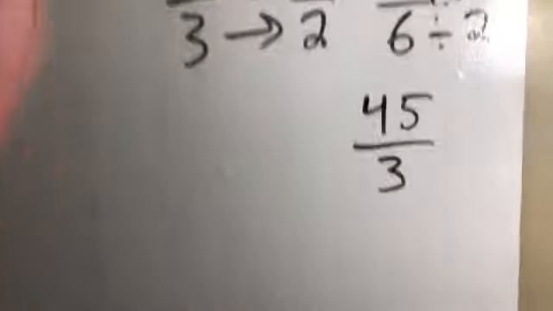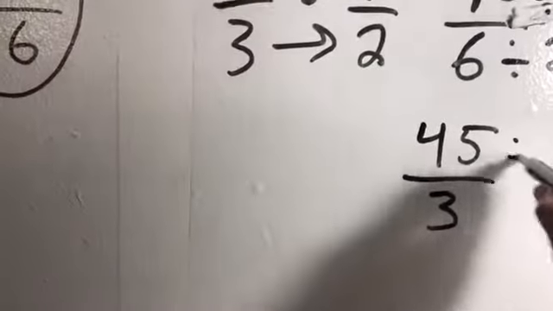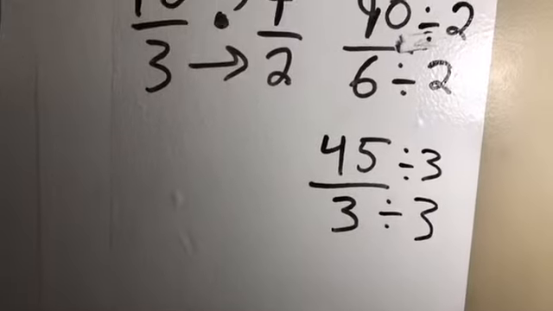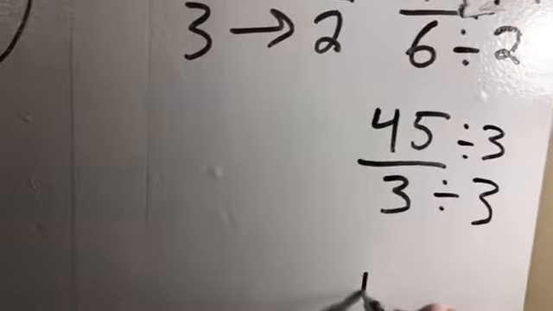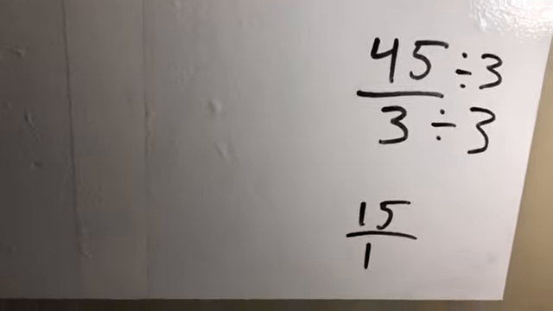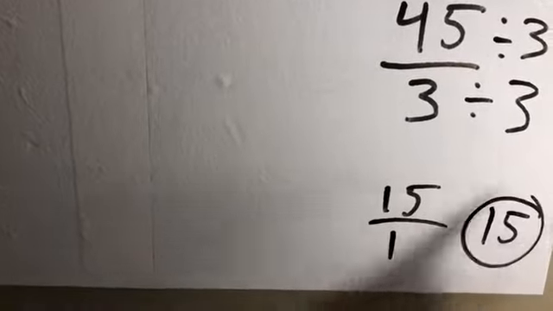Now I gotta ask myself, can I divide both of these numbers by the same number? And I can actually. I can divide both of these by 3. 45 divided by 3 is 15. 3 divided by 3 is 1. And anytime we end up with 15 over 1 like this, our answer is just actually 15.